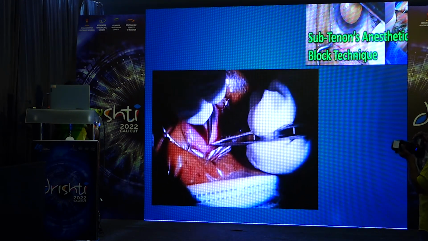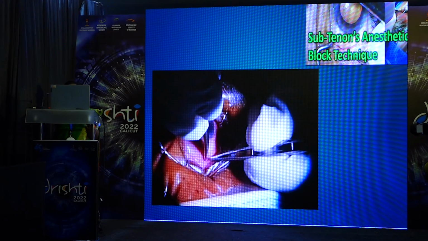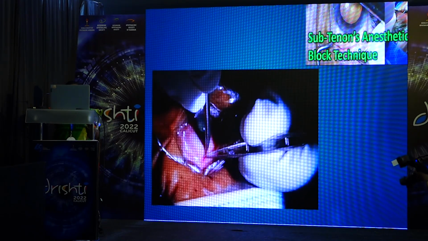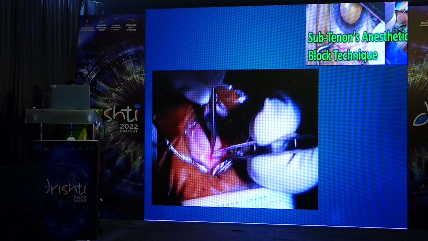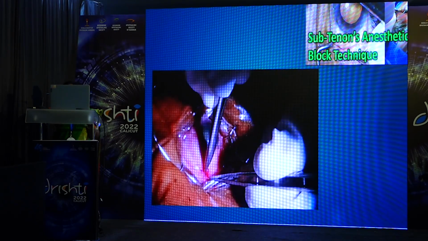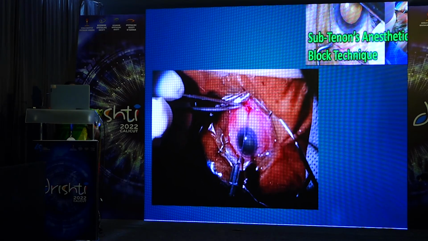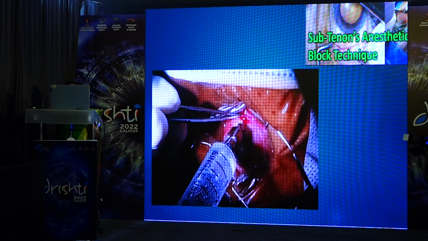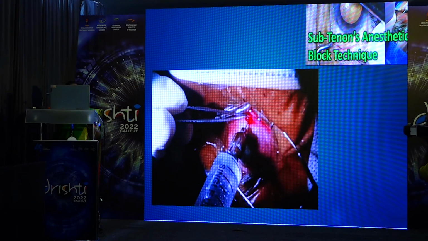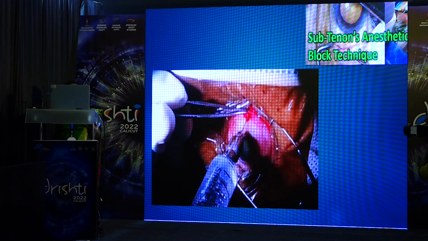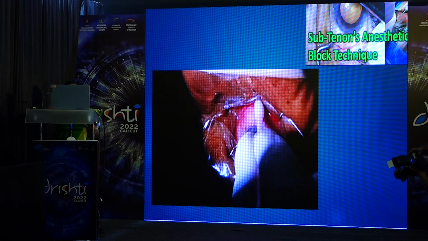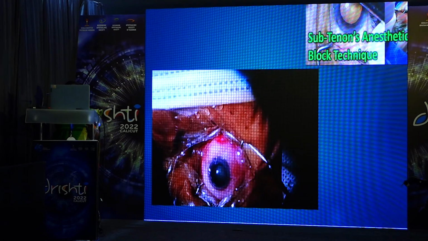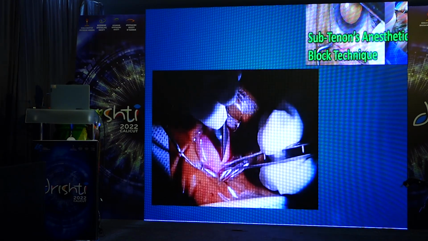Regarding the technique, after painting and draping, this is the inferomedial conjunctival fornix that is being dissected. Now the video is upside down, that is why it is the inferomedial fornix. You have to avoid the insertion of the medial rectus and lateral rectus. After opening the conjunctiva and the tenon tissue, you have to identify the sclera, then inject the drug. Initially you inject a little volume and then complete the injection by giving the whole volume. Up to 3 to 4 ml you can give with slow injection, and within a few minutes you will get good anesthesia.